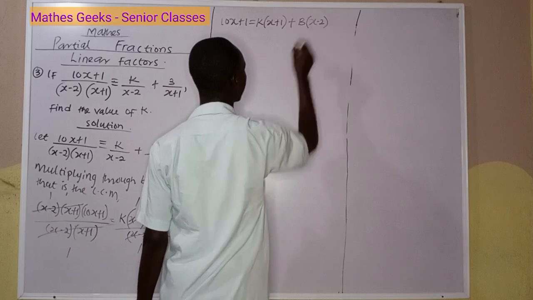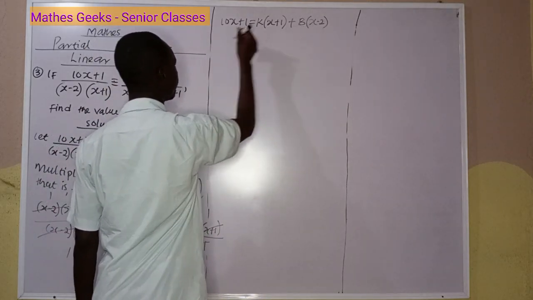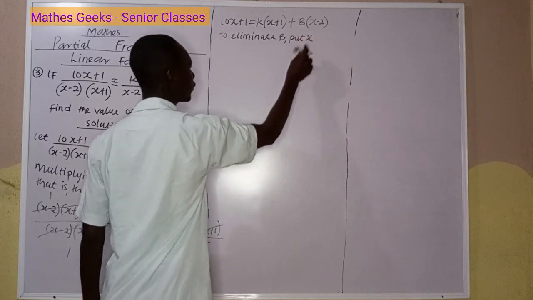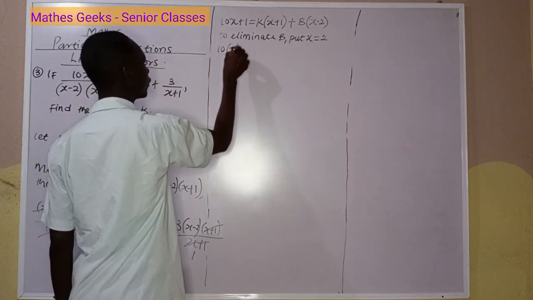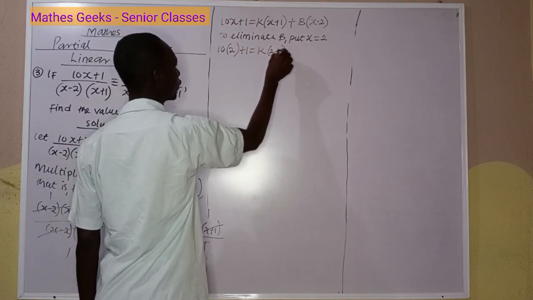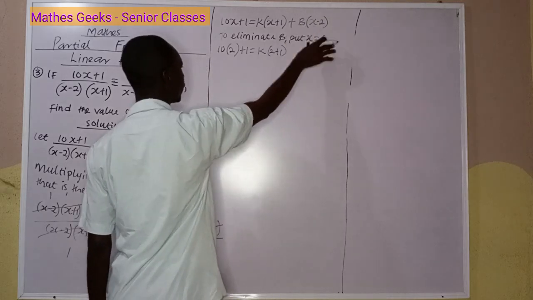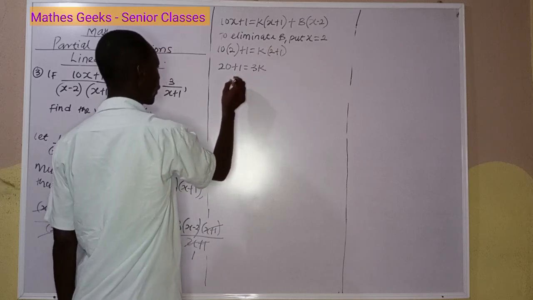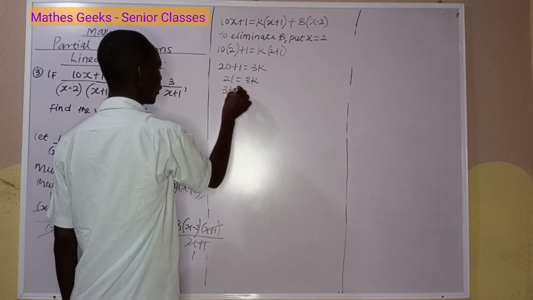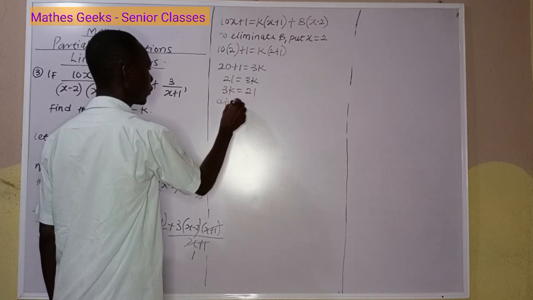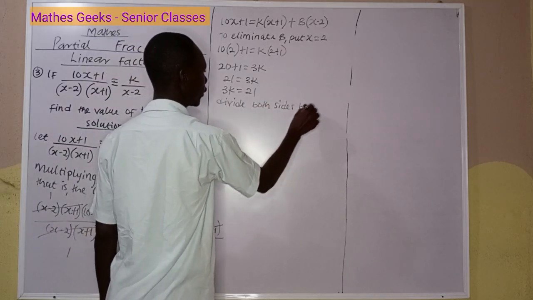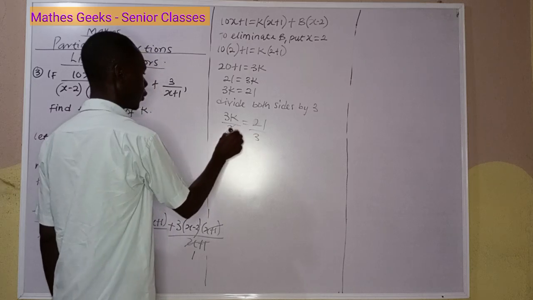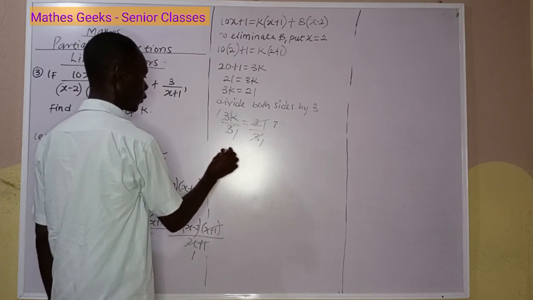(x minus 2). Now, since I'm looking for the value of k, we need to eliminate b. To eliminate b, put x equals 2. So 10(2) plus 1 equals k(2 plus 1). When you put 2 here, 2 minus 2 is 0, and 0 times b gives 0. 20 plus 1 equals 3k, so 21 equals 3k. Divide both sides by 3: 3k over 3 equals 21 over 3. Therefore, k equals 7.